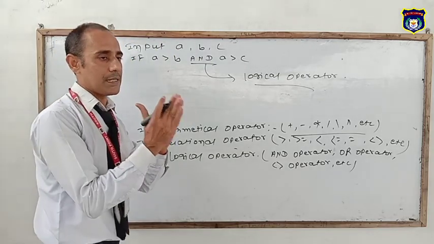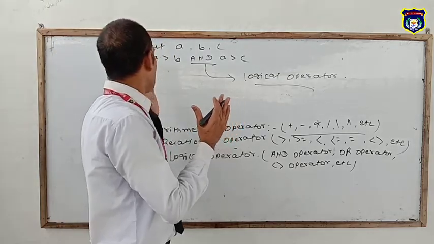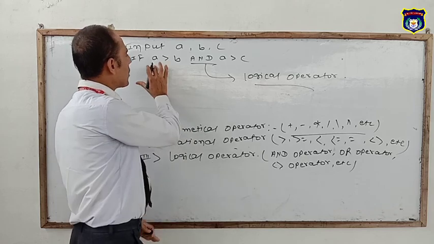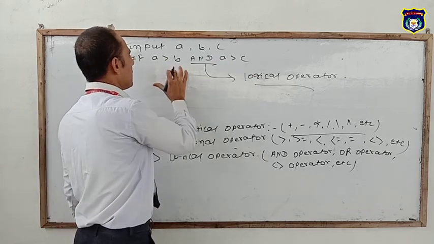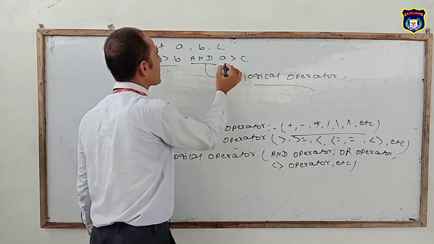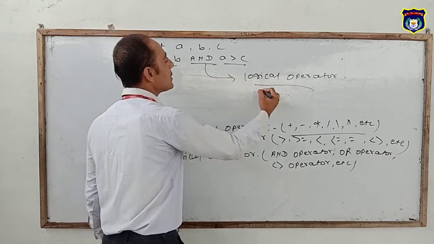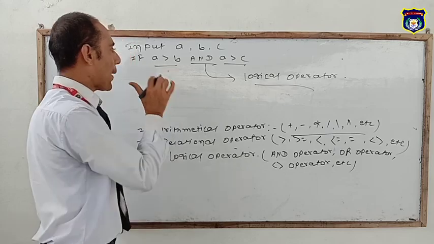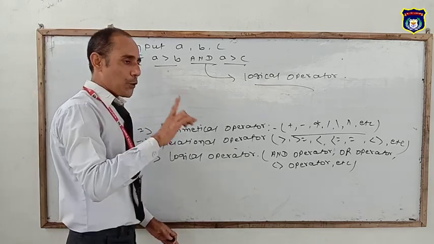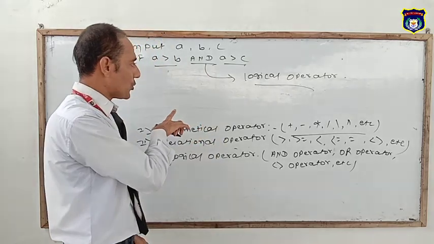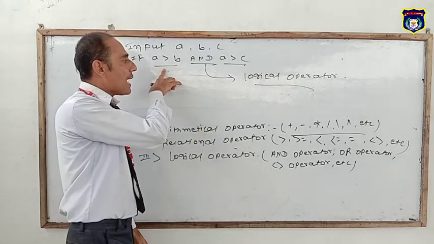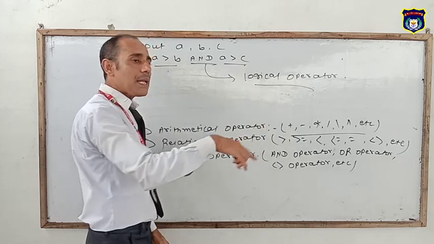If all the conditions in the given conditions become true, that means if A is greater than B and A is greater than C, when both conditions are true, then print true. Otherwise print false. For the AND operator to be true, the first condition should be true and the second condition should also be true, then it will print true. If the first condition becomes false and the second condition becomes true, then it will be false.